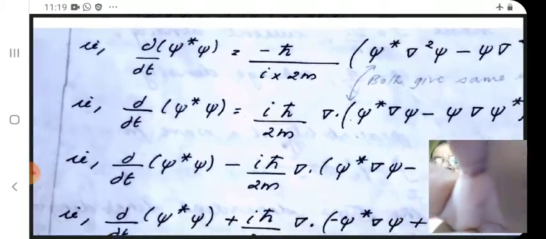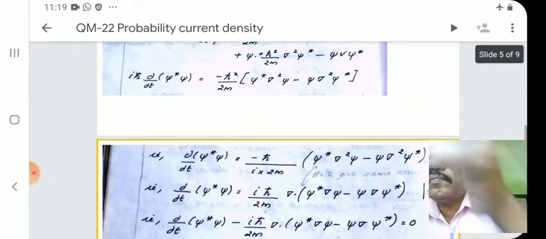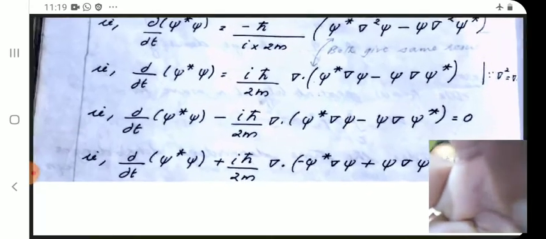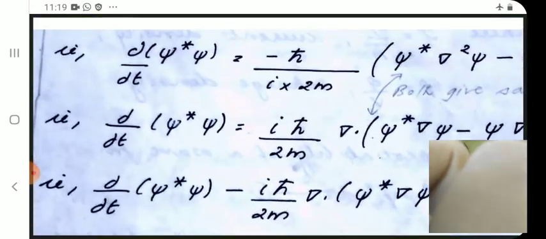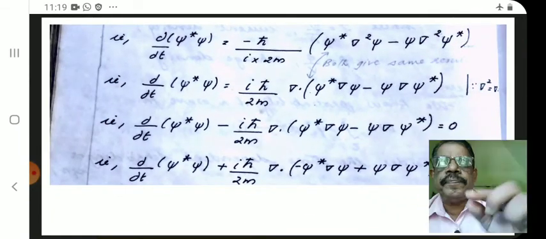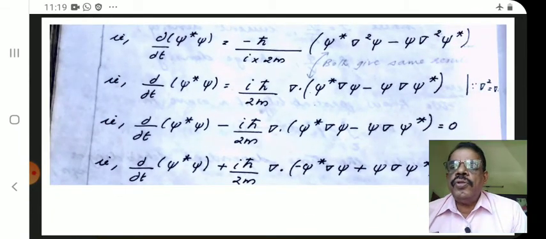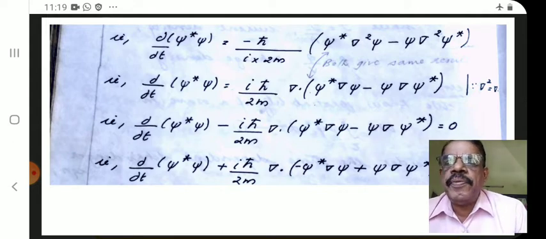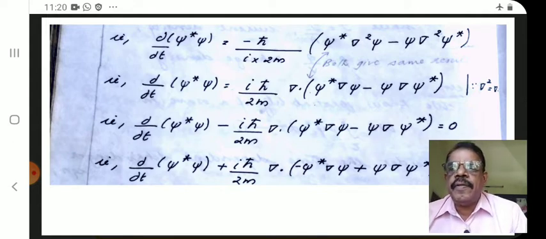Now we divide the equation by iħ. There is no iħ on the LHS, so it will come here. ħ and ħ will cancel, so one ħ will remain.